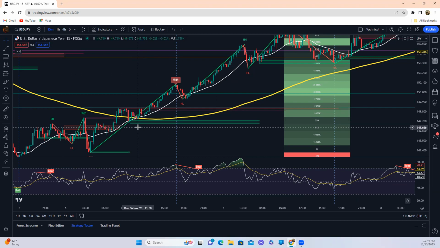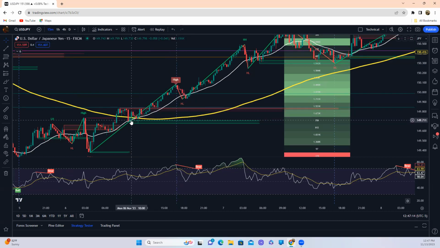If you're lucky enough to catch the cross between the 30 and the 200, as you can see, sky's the limit. And here's the thing: the 200 moves slowly. That's your slow moving average. Your 30 is your faster moving average, but it's not reacting to price so quickly, which is what this moving average right here for this RSI is.